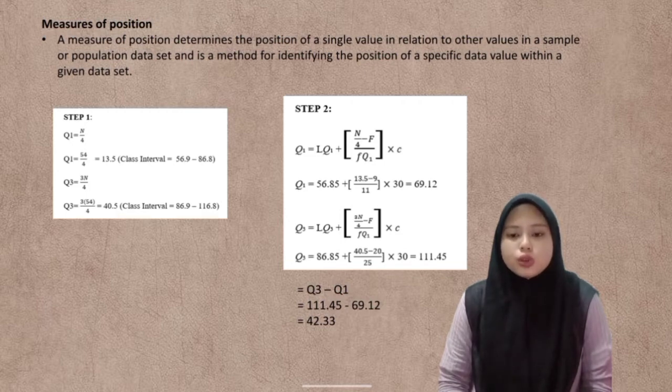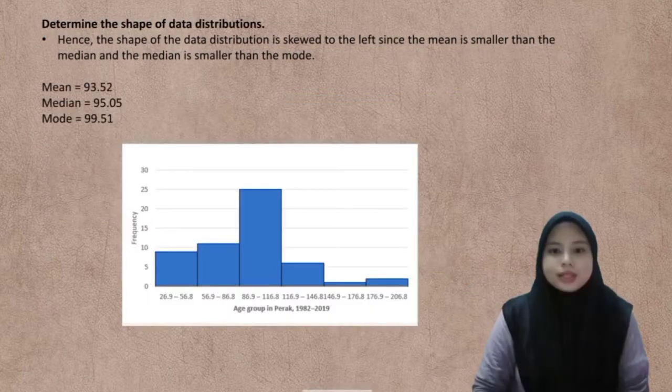111.45. So Q3 minus Q1 is 111.45 minus 69.12, equal to 42.33. Determine the shape of data distributions.